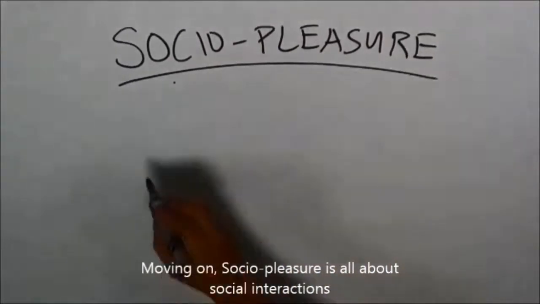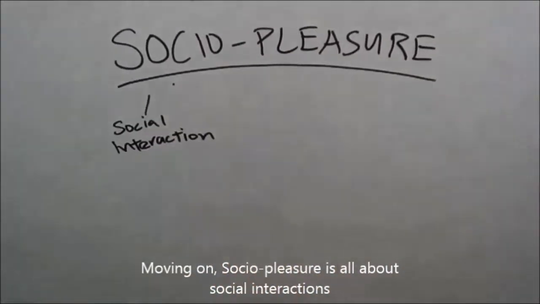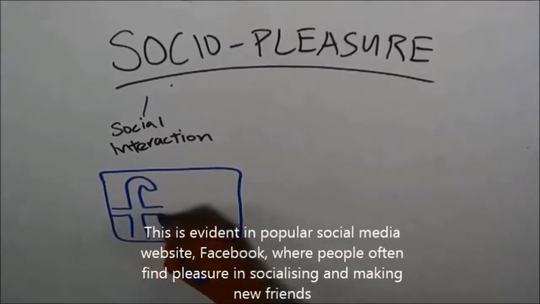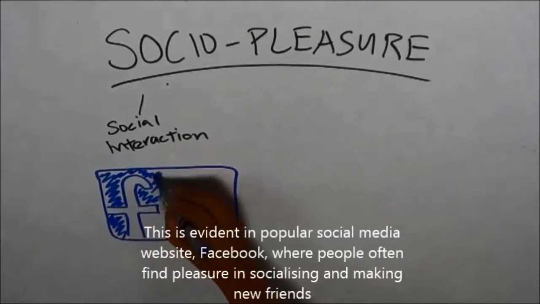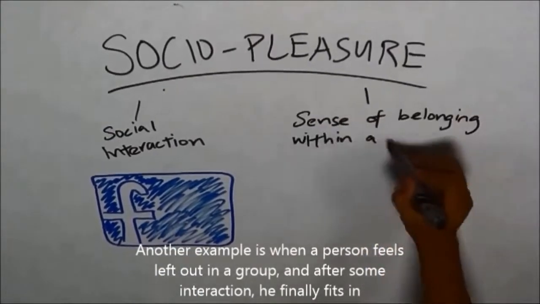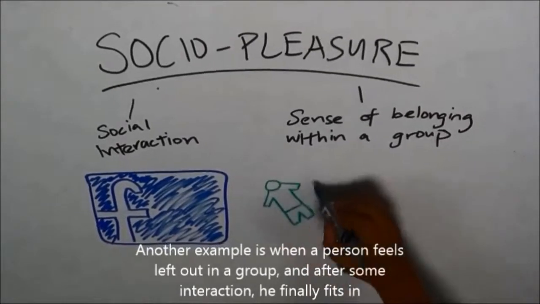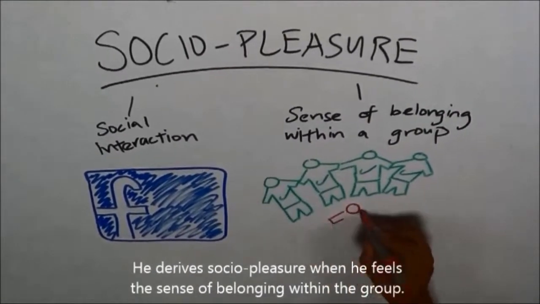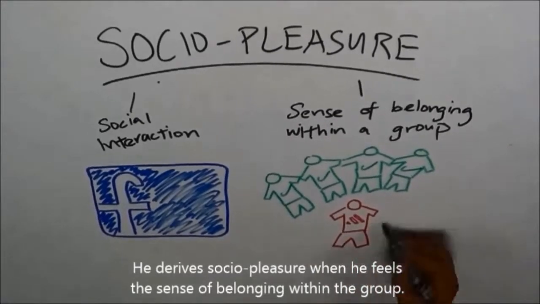Moving on, social pleasure is all about social interaction. This is evident in the popular social media website Facebook, where people often find pleasure in socializing and making new friends. Another example is when a person feels left out in a group, and after some interaction, he finally fits in. He derives social pleasure when he feels the sense of belonging within the group.